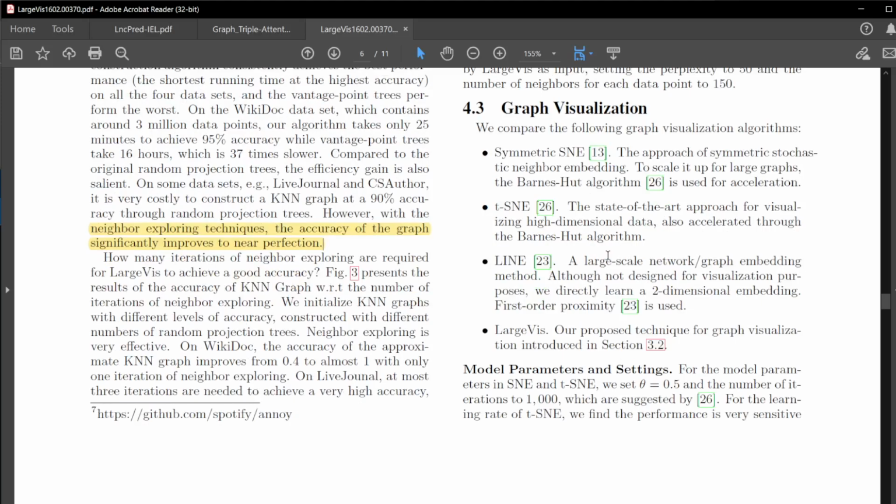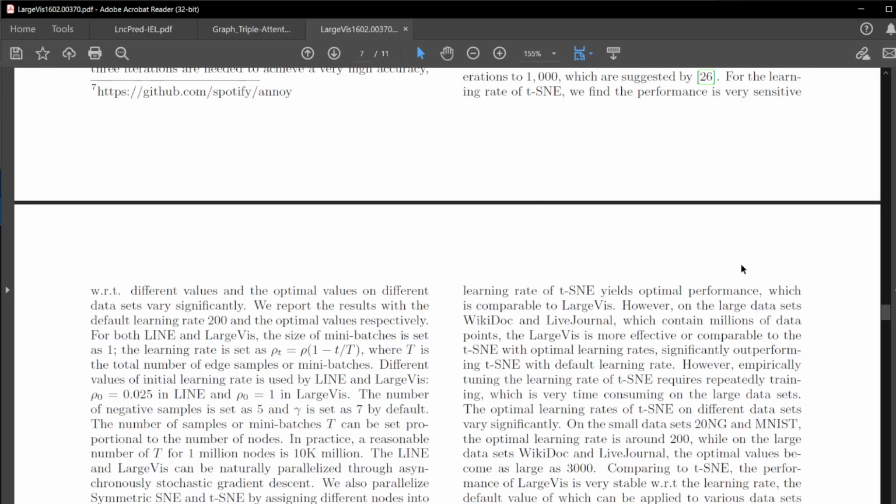Model parameters and settings. For the model parameters in SNE and t-SNE, we set theta equals 0.5 and the number of iterations to 1,000, which are suggested by 26. For the learning rate of t-SNE, we find the performance is very sensitive WRT different values and the optimal values on different data sets vary significantly. We report the results with the default learning rate 200 and the optimal values respectively.